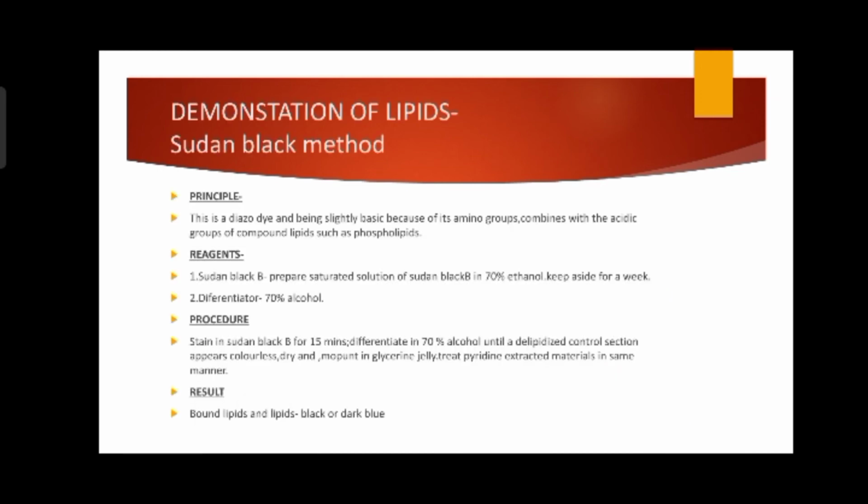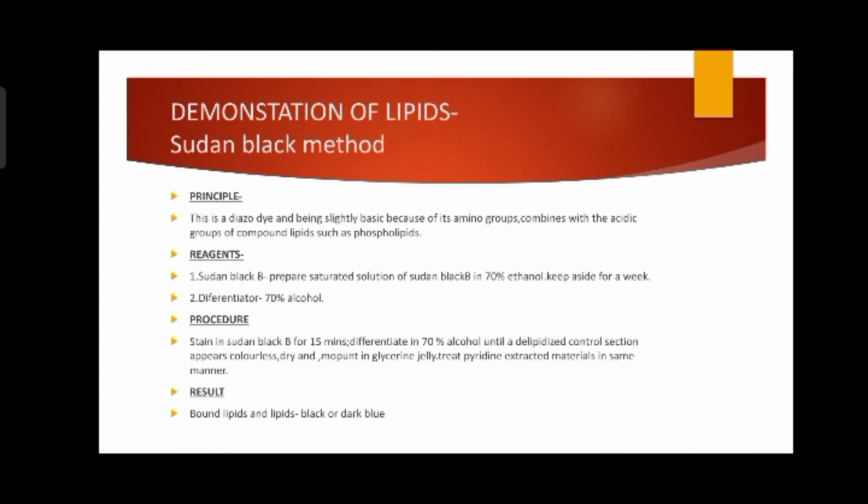So this is about the demonstration of proteins. And the next one is demonstration of lipids. For that we use the Sudan black method. And this Sudan black is used for staining a wide variety of lipids such as phospholipids, sterols and neutral triglycerides. Sudan black can also be used for chromosome staining, Golgi apparatus and leukocyte granules.